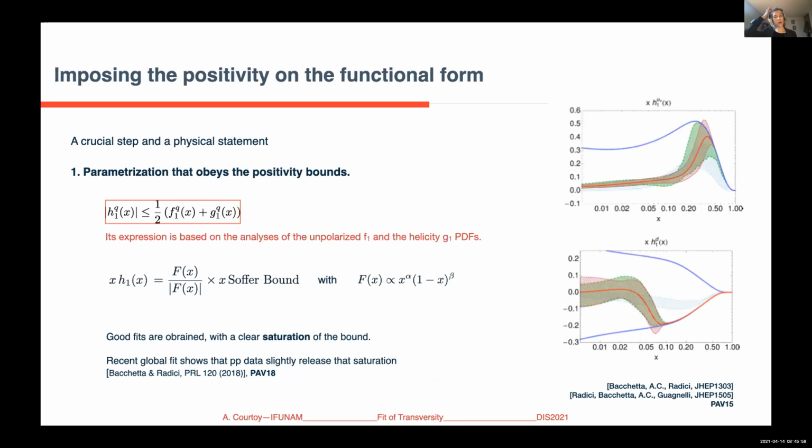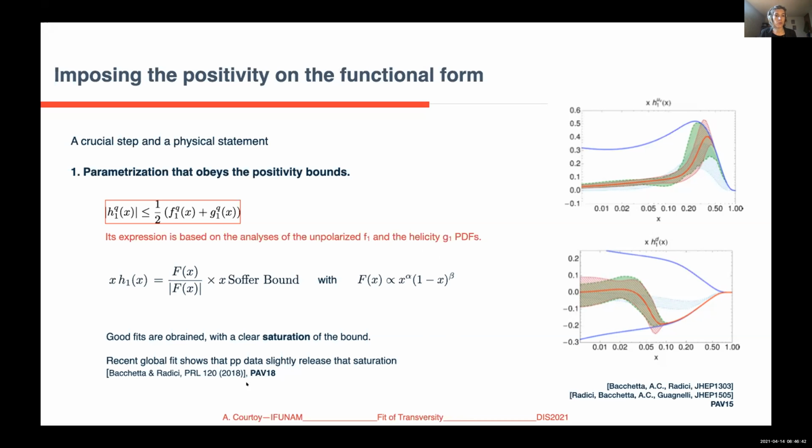Okay. So the first try to extract the transversity, well, here I quoted the Pavia group, but there were fits before by the Torino group, imposing the positivity bound from the parameterization. So you can see it here. So you have this transversity here, xh1, and then you multiply by a function, and then you divide by the norm of this function, and then you multiply by the Soffer bound. And then you have the flexibility coming from this function f, and then you impose in an implicit way these conditions. And you get very good fits. I think it's really, really good. But what you saw at that time was a clear saturation of the bound.